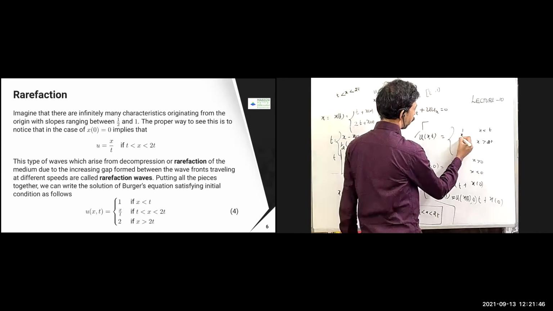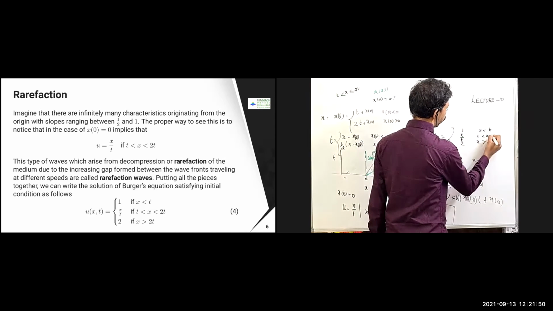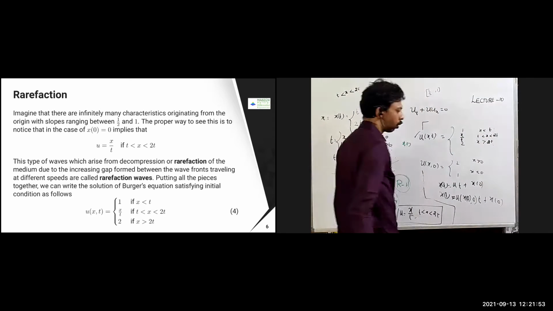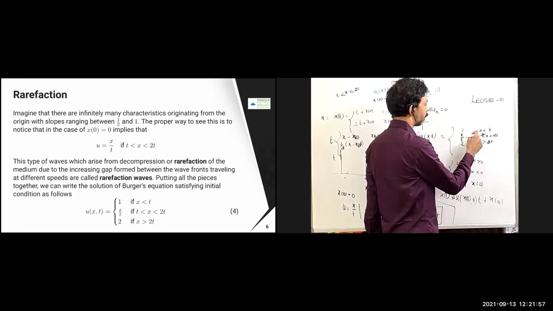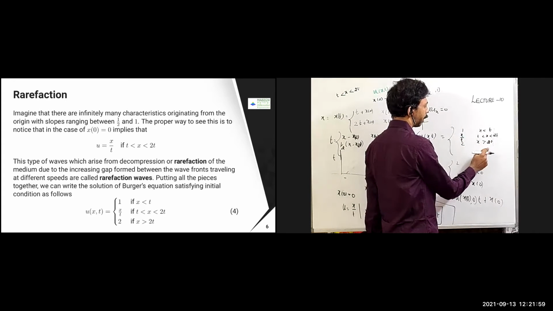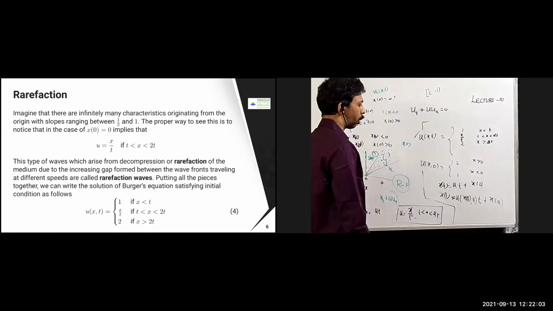This is going to be explained. x less than. So we filled all the gaps. So that is the only possibility. If x is less than t, we will have 1. When x is greater than 2t, we will have 2. If it is in between, we will have x by t. So this is the gap.